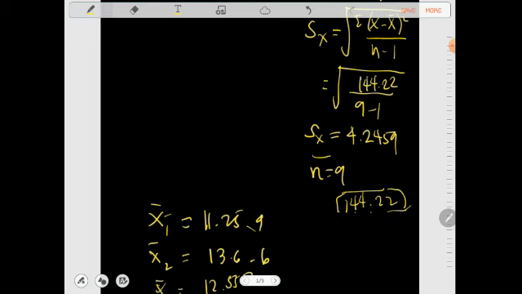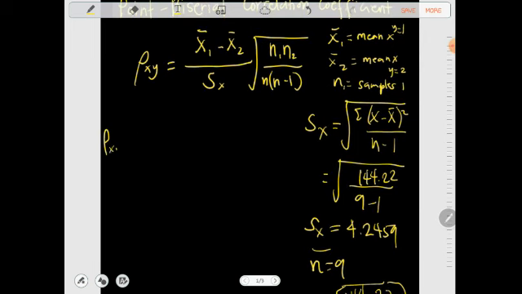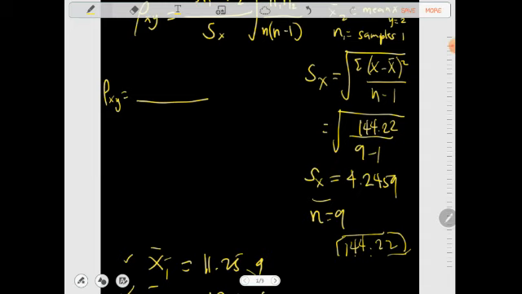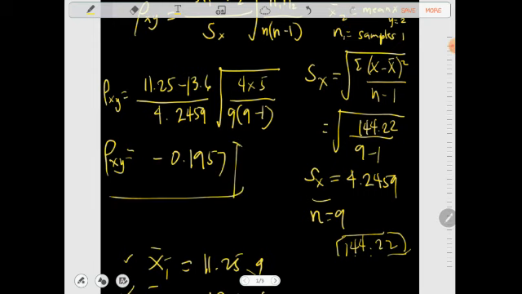So we have S sub X, we have N which is 9, and we have X bar sub 1 and X bar sub 2. We can now substitute into the formula. Rho XY is equal to X bar sub 1, which is 11.25, minus 13.6, over S sub X, the standard deviation 4.2459, times the square root of N1, the girls, which is 4, times 5, over 9 times 9 minus 1. Simplifying, rho XY is equal to negative 0.1957. This is what we are looking for.